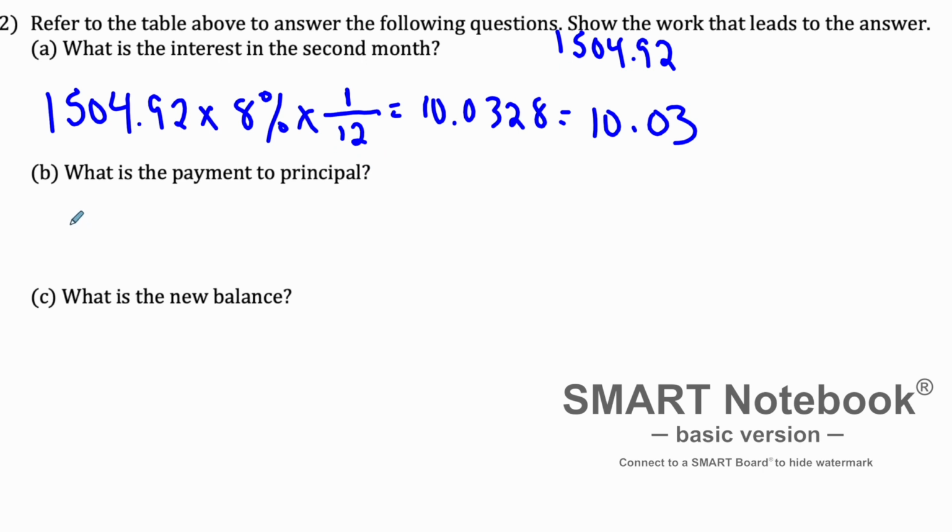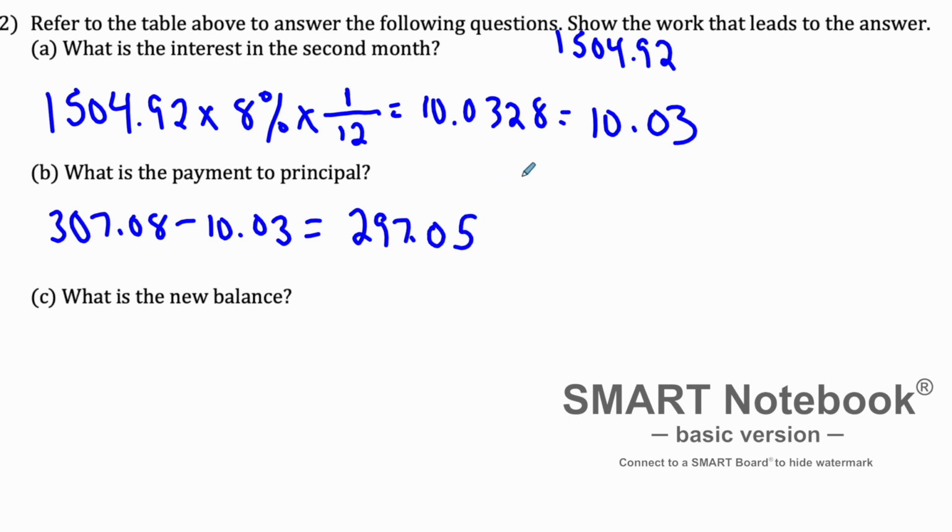What is the payment to principal? So the payment to principal, again, our monthly payment is $307.08. It's always that. That's the same payment every month except for the last month. So we're going to subtract from this $10.03. Okay, $10.03. So 307.08, do this in your calculator, minus 10.03 is 297.05. So 297.05, and I'm going to scroll back here.